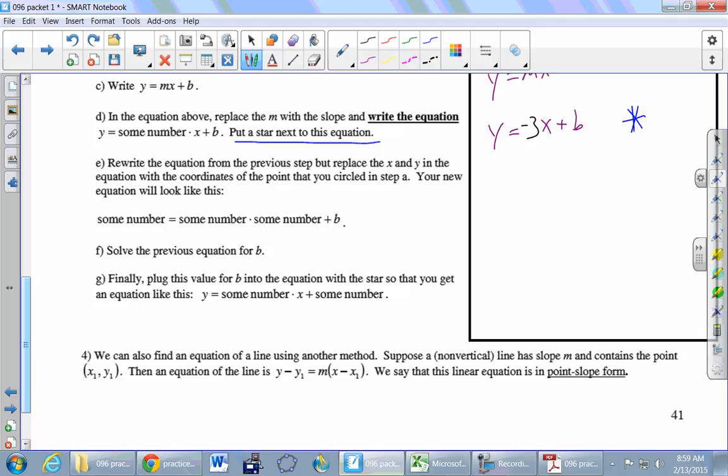Okay, part E says rewrite the equation from the previous step, but replace the x and y in that equation with the coordinates of the point that we circled all the way back at the beginning. Can somebody remind me of the point that we circled? Was it -1, 4? Okay, so I'm just going to write it there. We're going to recopy this purple equation, but instead of the x and the y, we're going to put those coordinates. So the y becomes 4 equals, I see a -3, I'm just straight copying, times the x becomes -1. And then the plus b is the thing we're after, it gets copied.